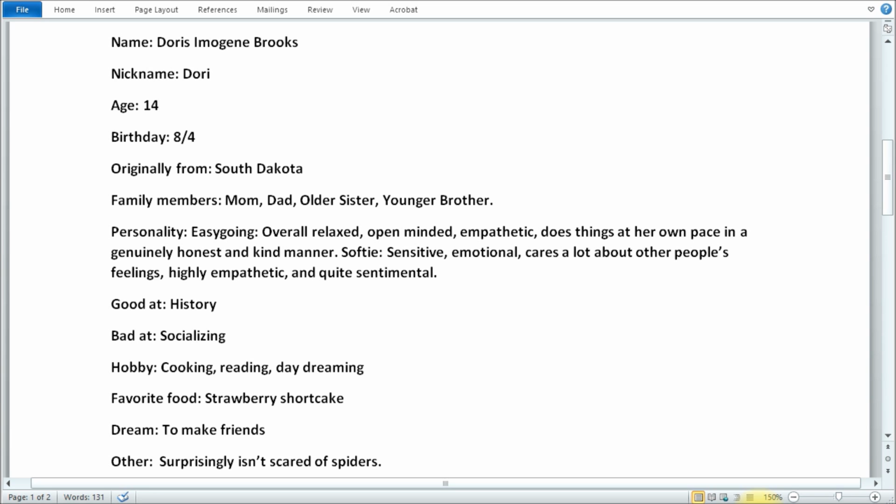Doris is the main character of my webcomic, My Next Door Neighbor. Chapter 1 was posted a few weeks ago if you missed it. But this is basically all the information I have on Doris. So her name is Doris Imogene Brooks.